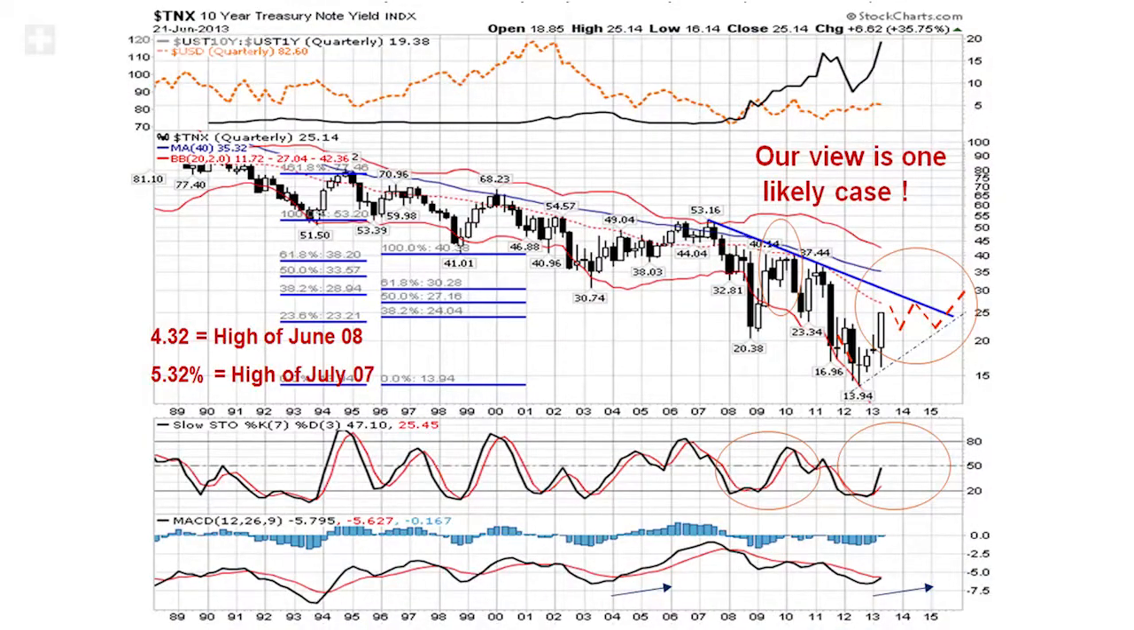The next chart is a very long-term quarterly chart since 1989. Especially interesting for us is the period since 2007 when interest rates were at 5% and they moved all the way down to 1.4% in mid-2012. Now what we have in theory for technicians, it's still a downtrend. We are making lower highs and lower lows.